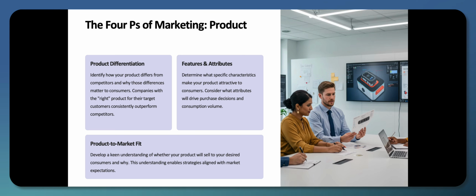So we're looking at the 4 Ps of marketing. The first is the product. Product differentiation: identify how your product differs from competitors and why those differences matter to consumers. So you have to really know how you're going to differentiate your product from others, what the features and attributes are, and the product-to-market fit. Develop an understanding of whether your product will sell to the desired consumers and why. If it's not going to sell to the desired consumers, it's going to be pretty pointless.